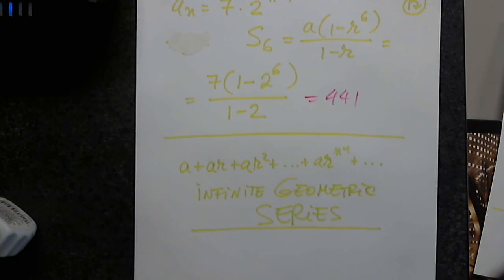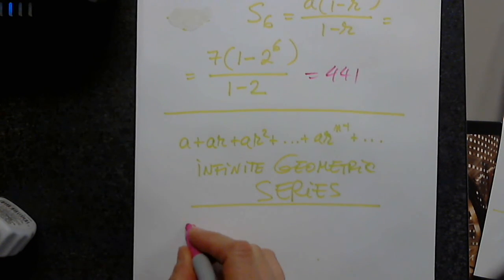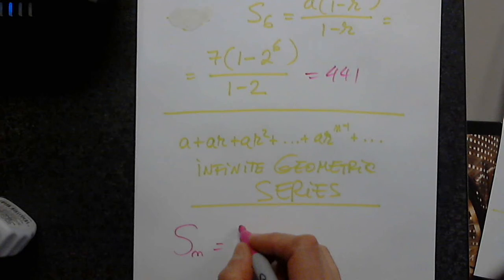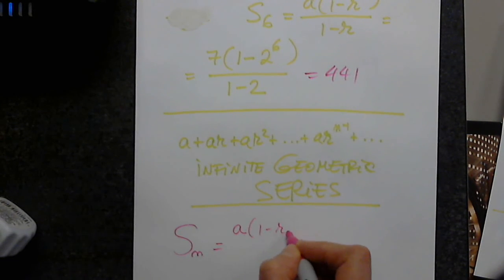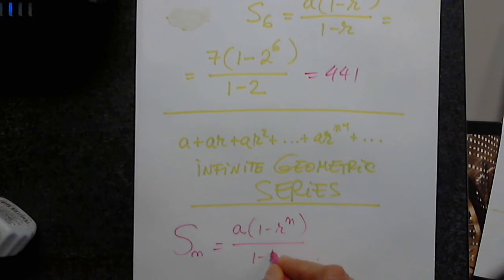Of an infinite geometric series. That's the last thing. Okay. So let's look at S sub n for a finite geometric sequence. That is A multiplied by 1 minus r to the nth power divided by 1 minus r.